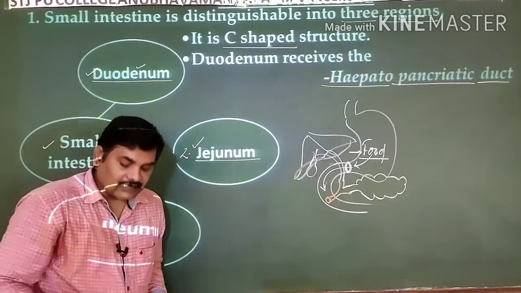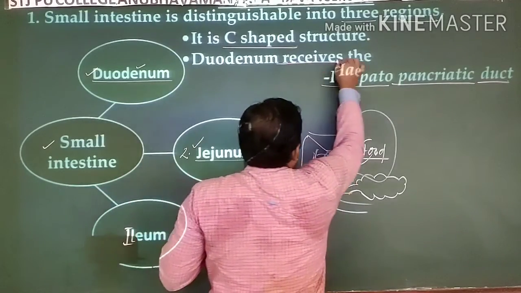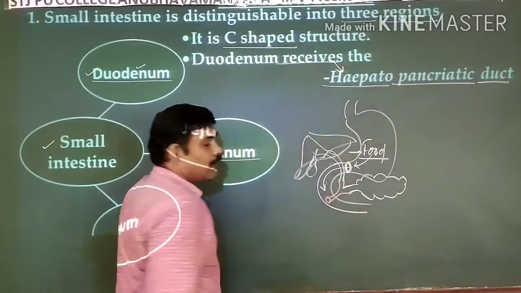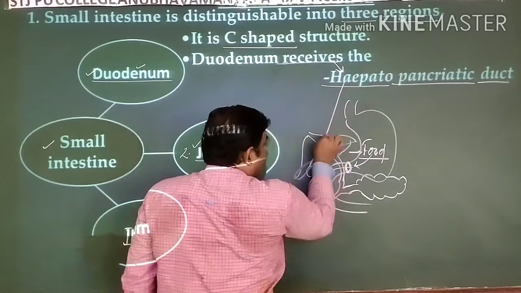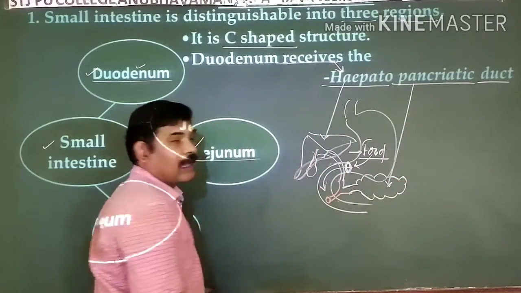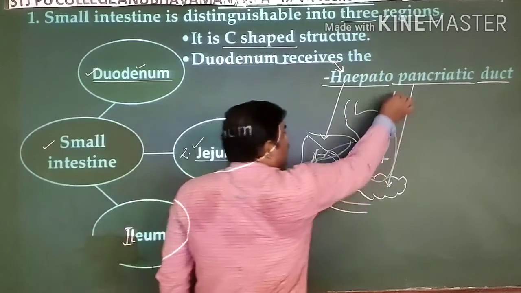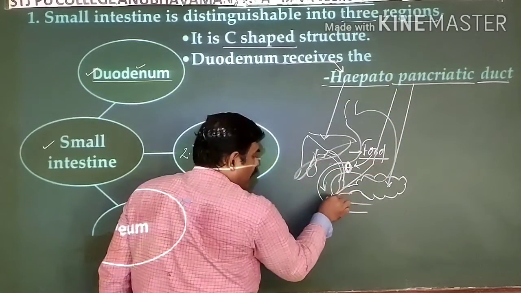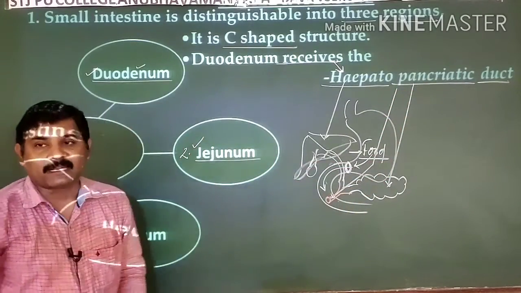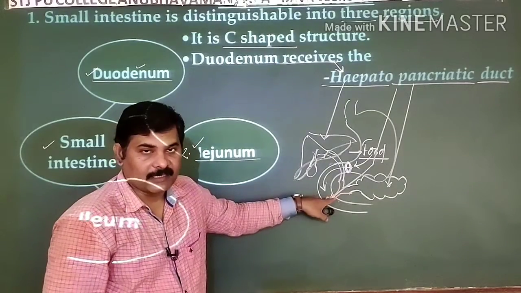That is what I mentioned in the second point of the duodenum. So the duodenum receives the hepatopancreatic duct. Hepato represents the liver, and pancreatic represents the pancreas. These two combine together, forming a single duct, and this duct altogether is known as the hepatopancreatic duct. I hope you got what the hepatopancreatic duct is.